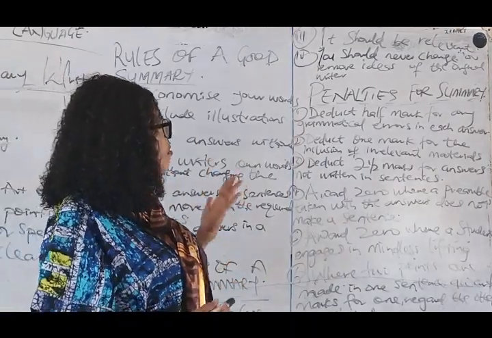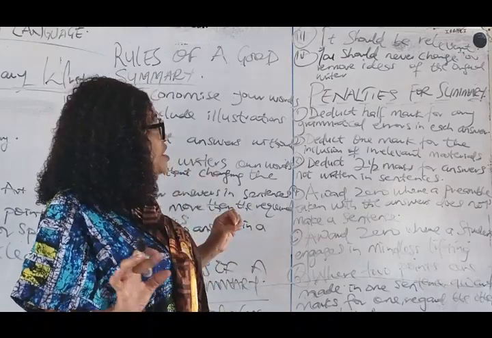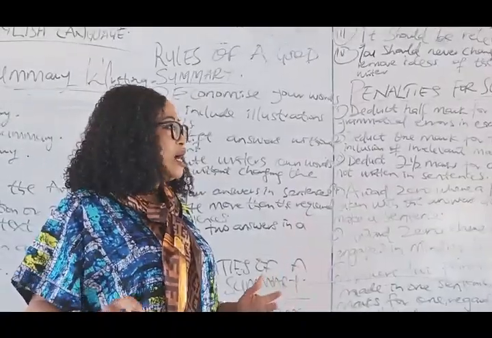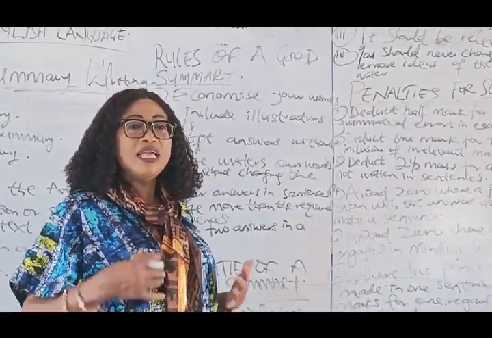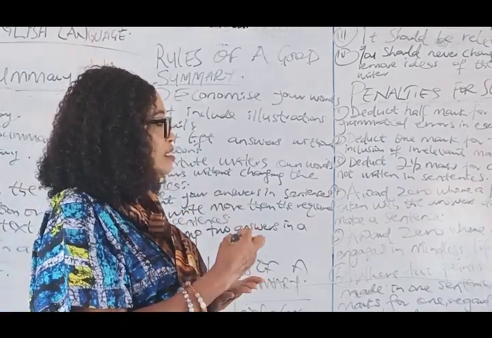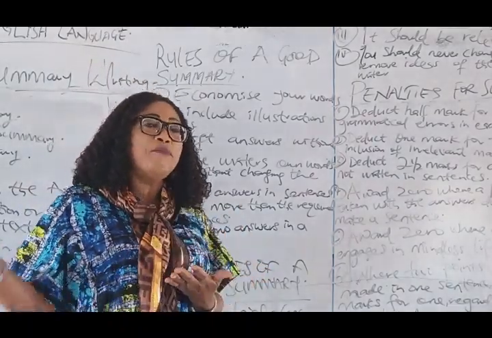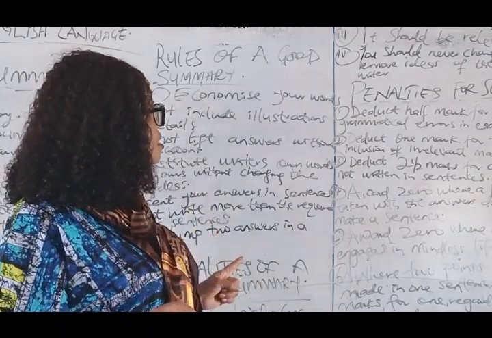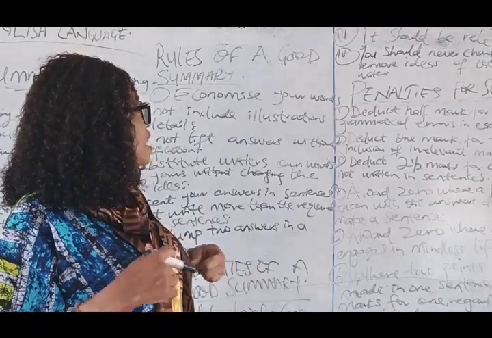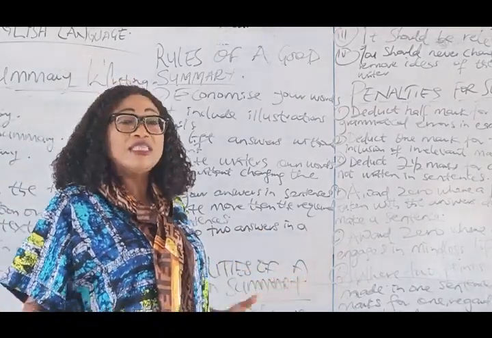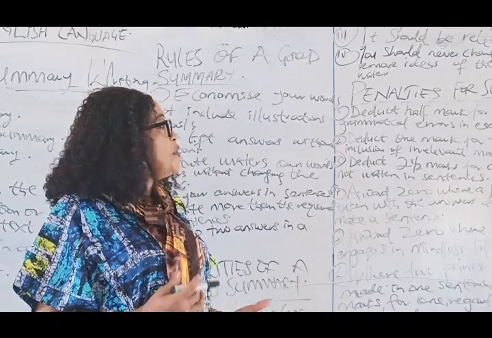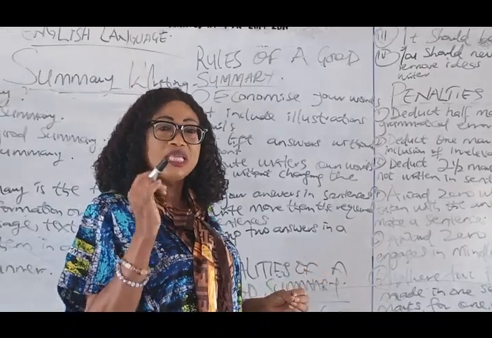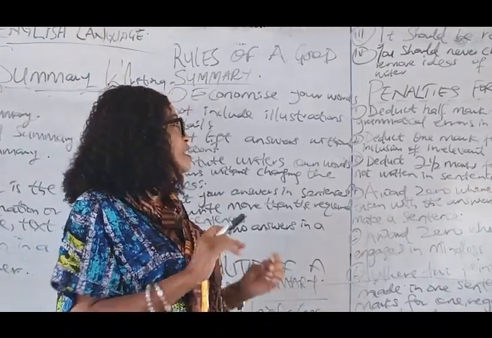Then you should never change or remove ideas of the original writer. A writer has written a passage. Maybe we'll have the passage talking about poverty, and then the writer discusses some things which he thinks are the causes of poverty. Do not bring what the writer did not discuss in the passage. If he never mentioned anything like maybe lack of seriousness on the part of the government, and then you bring it in, you're going to be penalized because it's going to be seen as irrelevant, extraneous material. So do not include extraneous or irrelevant materials in your answer.